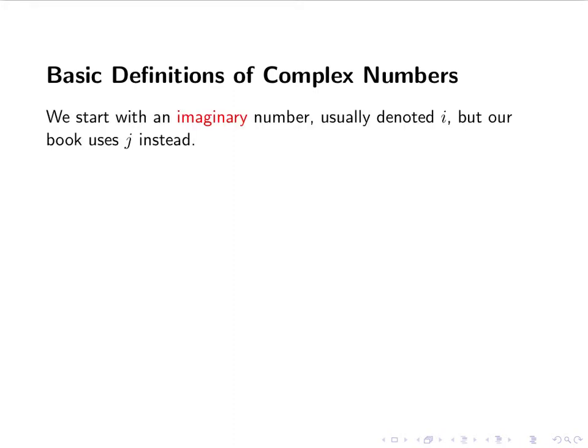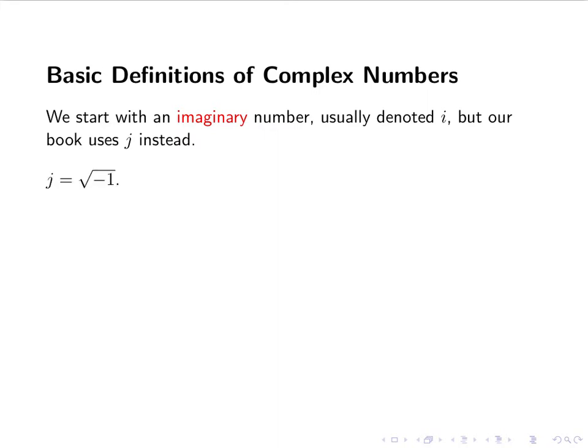Hello everyone, today we're going to look at basic definitions of complex numbers. So we start with what's called an imaginary number. Usually we denote it by I for imaginary, but our book is going to use J. In some other situations they do use J instead. If I accidentally say I, it's because I'm used to using I, but again it is going to be J for the purposes of our book.